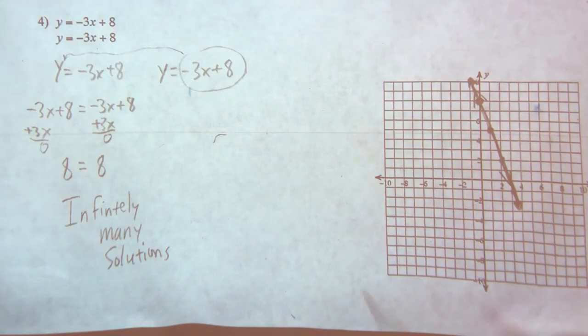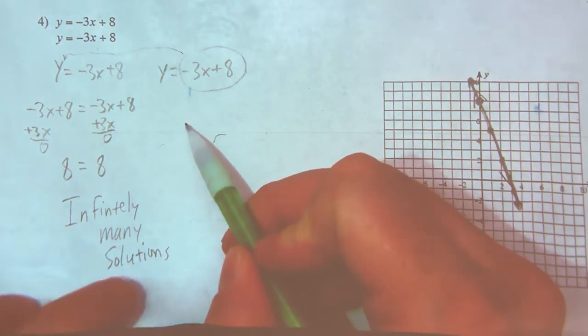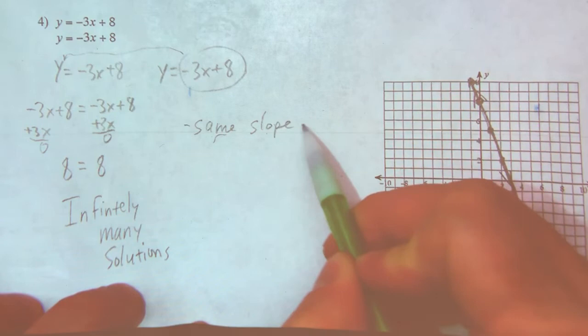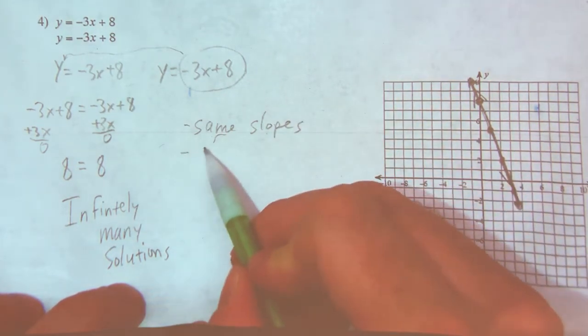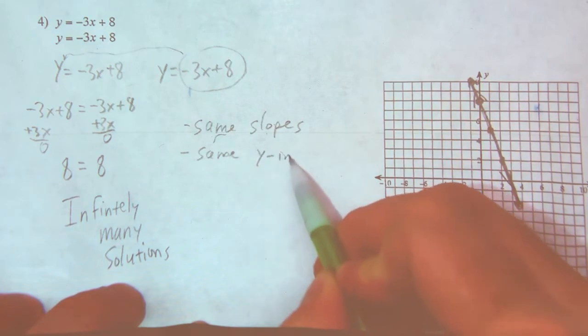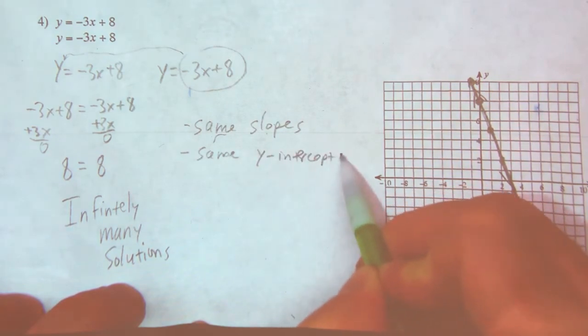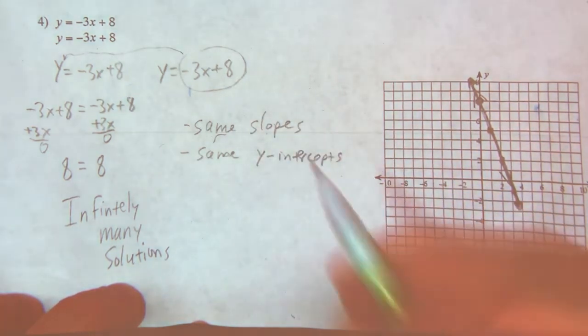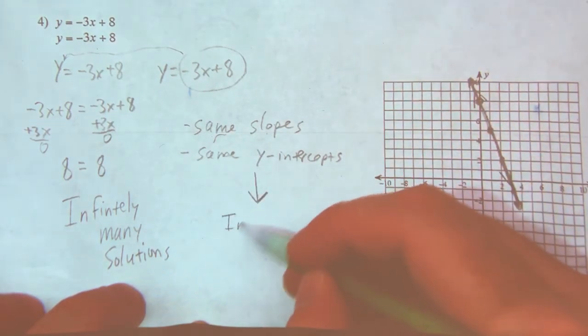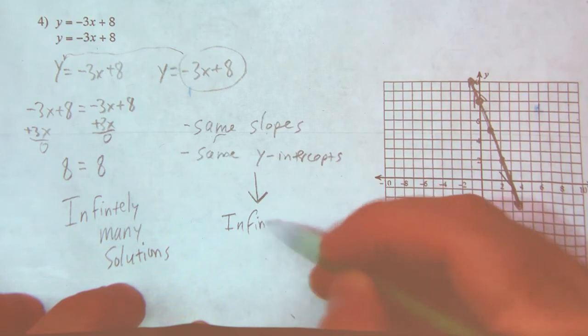So we can generalize this to say that if we have the same slope in each equation, and the same y-intercepts, or you could also just say if they're exactly the same equation, then we would have an infinite number of solutions.